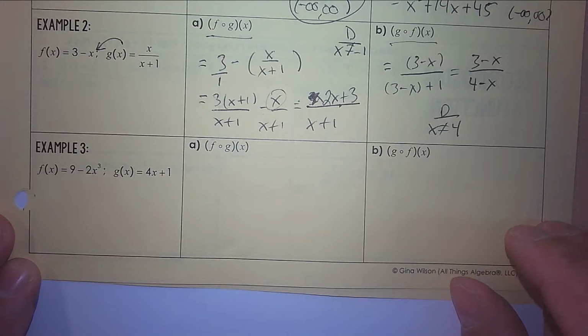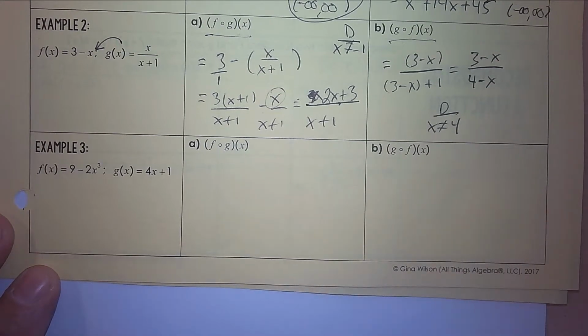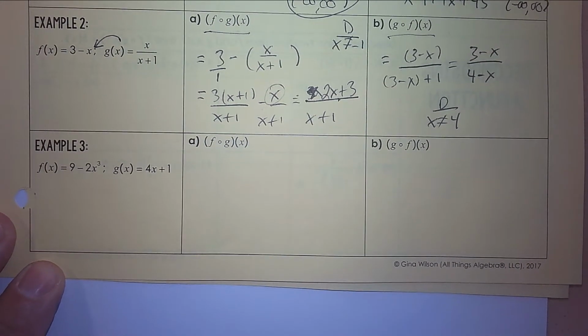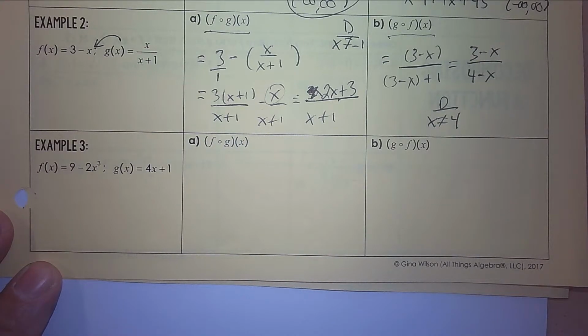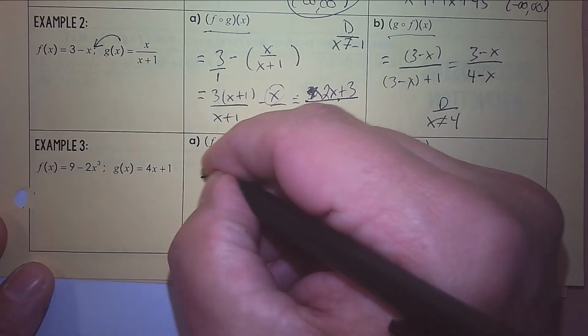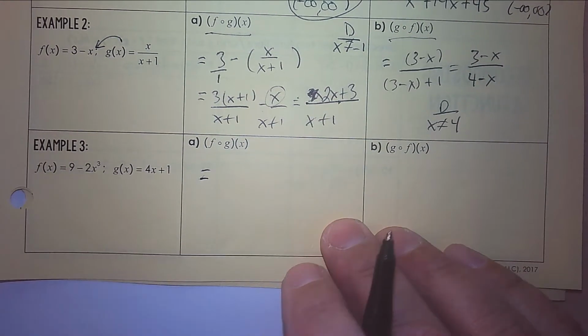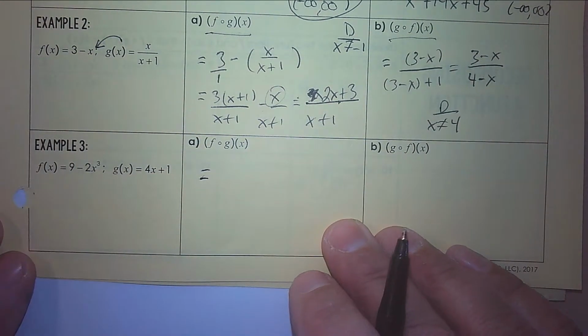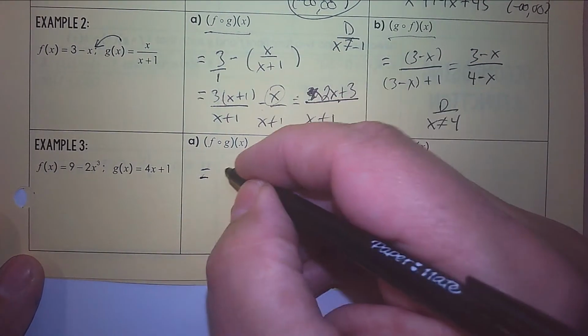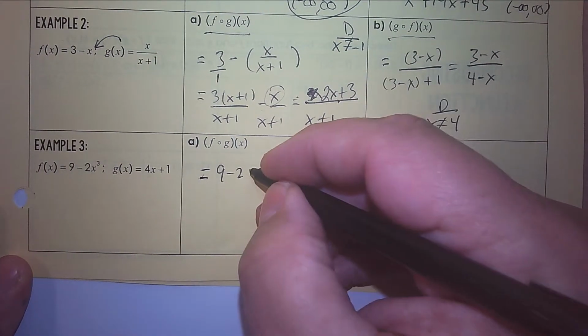Clarissa, you knew it was coming. Read. Why do you say part A? F composed of G at x. Yeah, F composed by G at x, right? Perfect. Composed by, right? That's the big new word for today. That's a substitution question. So what should I write down to plug G into F? 9 minus 2 times 4x plus 1 is 3.